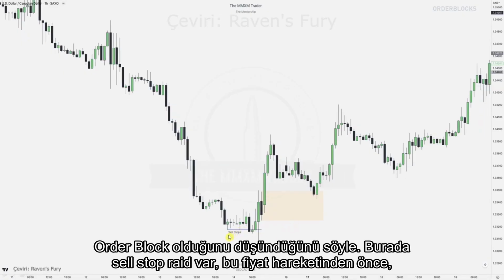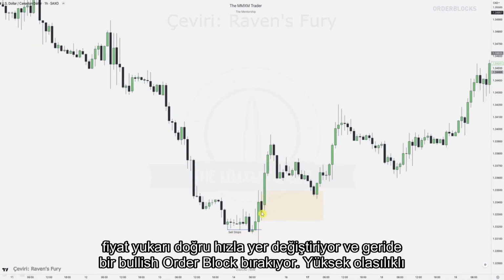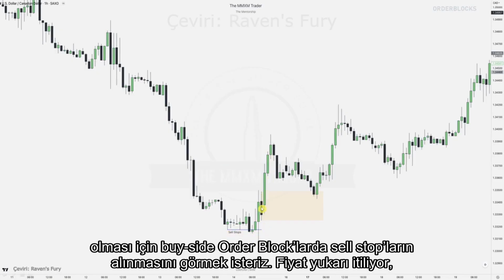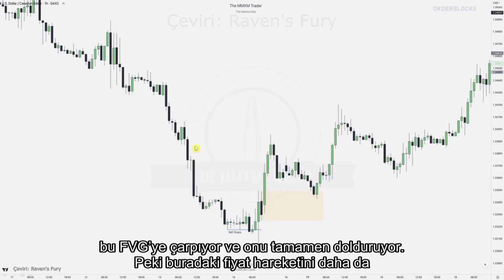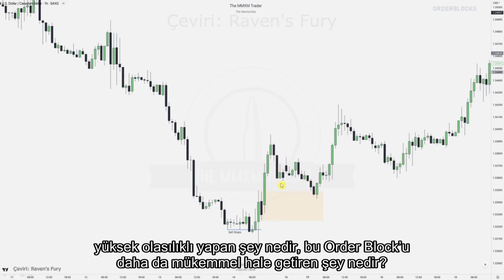Right, we've got this sell stop raid before this price action displaced up higher and left this bullish order block behind, right? We want to see sell stops raided for bullish order blocks to make it high probability. Price pushes up and up and up, hitting this fair value gap, filling it up completely. Then what is more perfect about this? What is even better about this piece of price action to make this order block even more high probability?